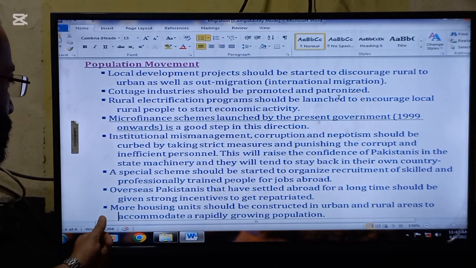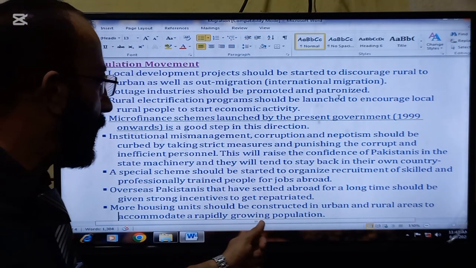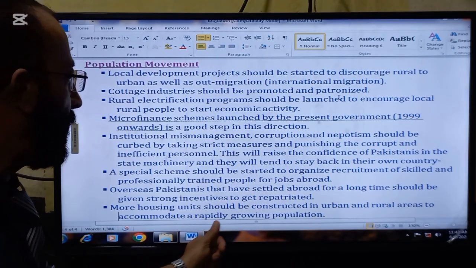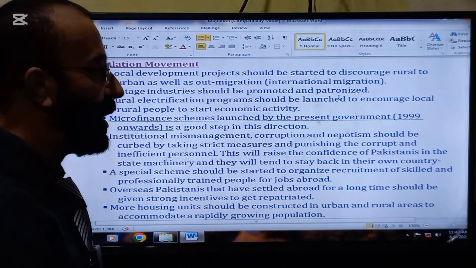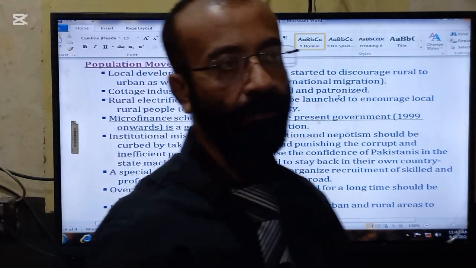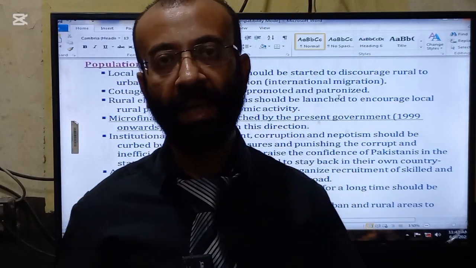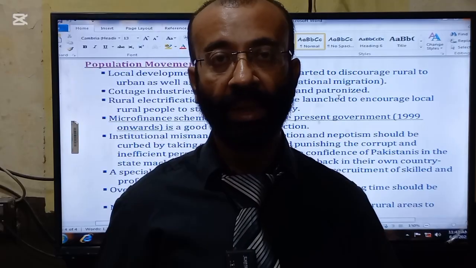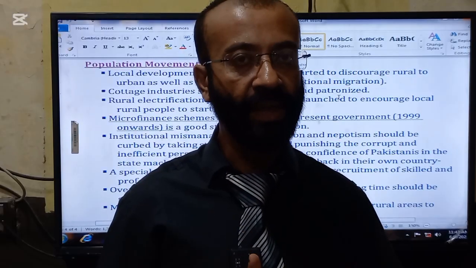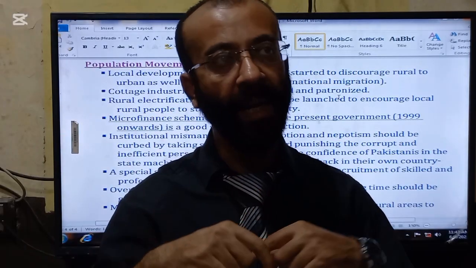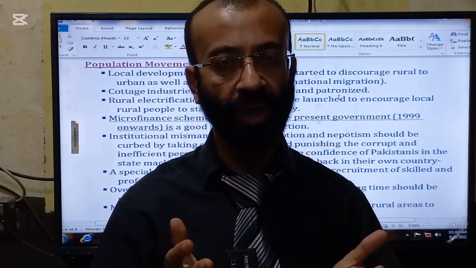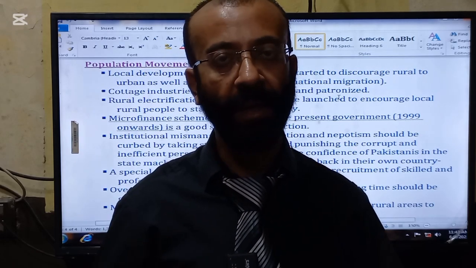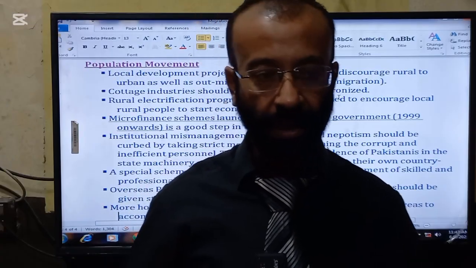And the last solution is more housing units should be constructed in urban and rural areas to accommodate a rapidly growing population. So this is another solution. So students, this was the topic immigration. We read different reasons for the immigration and emigration and solutions. So this is a very important topic. Read this lecture again very carefully. Make your notes. Thank you so much.